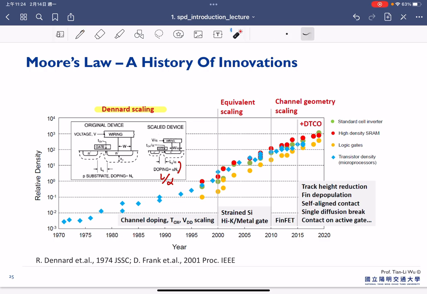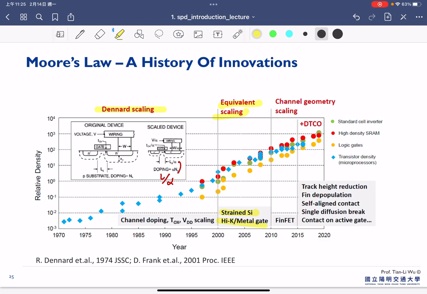And therefore, people start to think about what we call equilibrium scaling. Equilibrium scaling considers using strained silicon and high-k metal gate, and in that case we can achieve equilibrium scaling. We will also talk about that from the physics point of view, what it means for the equilibrium scaling. Here is just a general overview of terms that you will hear over and over again.